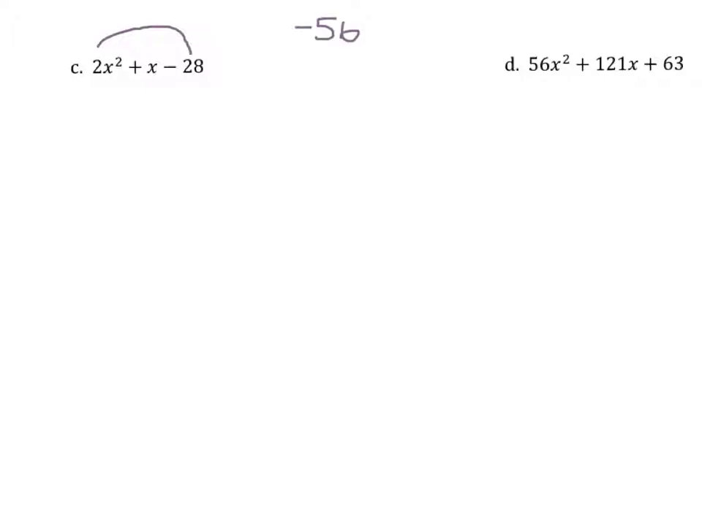My goal is to find 2 numbers that multiply to give me negative 56, but add up to a positive 1. Notice it has to multiply to give me a negative 56. That means one of them is going to be positive and one of them is going to be negative. And I also know that there's a 1 in front of this x here, so the numbers that I choose, when I add them together, have to give a positive 1. If you think about all the numbers that multiply to give you negative 56, a positive 8 and a negative 7 will work. And so I'm going to rewrite this as 2x squared plus 8x minus 7x minus 28.